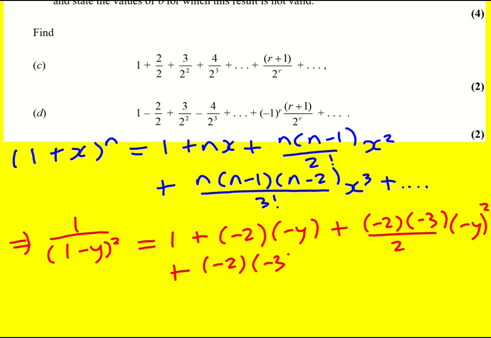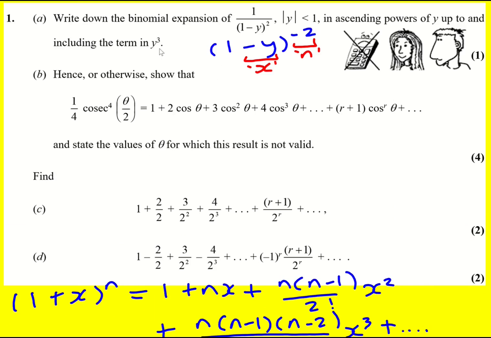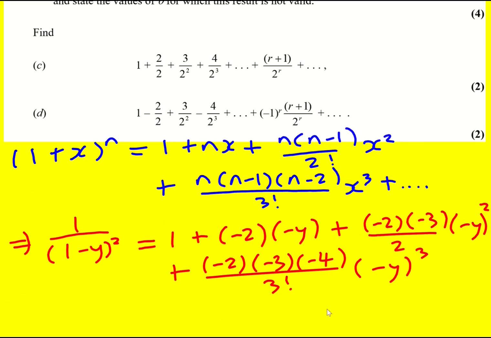plus (−2)(−3)(−4) over 3 factorial times (−y) cubed, which just has to go up to the term in y cubed.